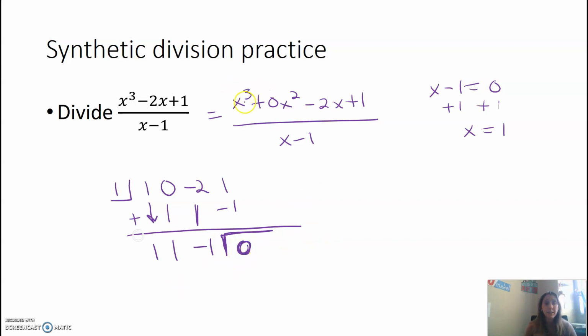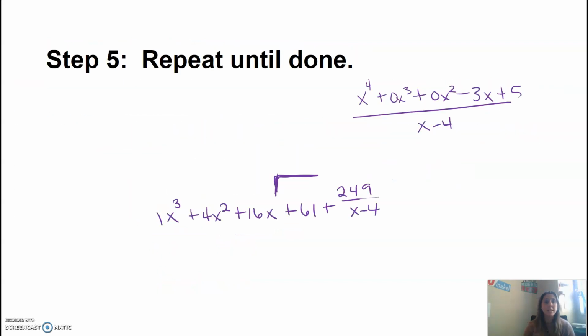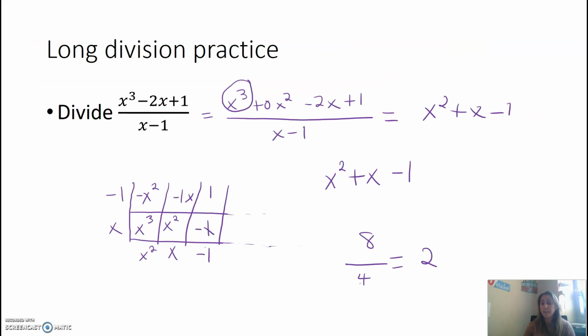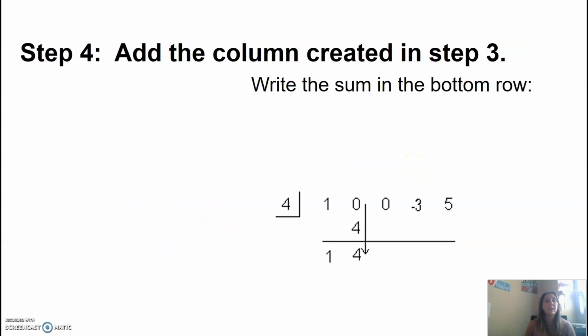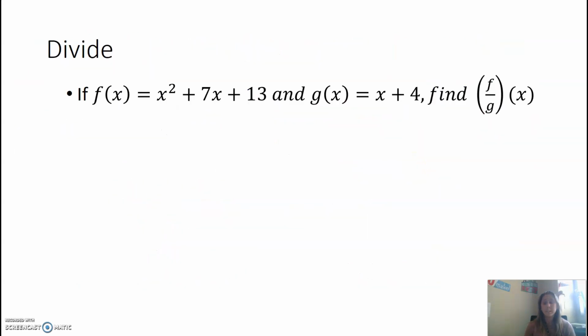I look up here, I have to do minus 1, so I have 1x squared plus 1x minus 1 plus a remainder of 0, which I don't need to write down. Now if we go back a couple of slides to the original problem that we did here, I got x squared plus x minus 1. So see, even doing the synthetic division, it worked.